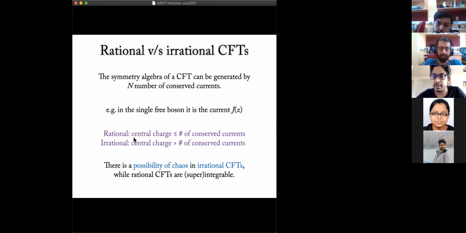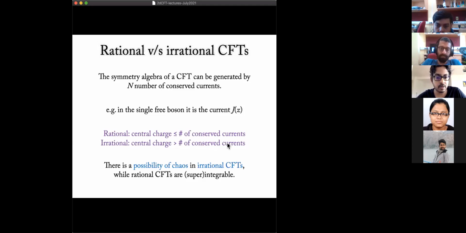Rational CFTs are defined as CFTs in which the central charge is less than the number of conserved currents. You might have heard of minimal models. These have central charge less than 1, where 1 corresponds to the stress tensor, which is the only thing that is conserved. So c less than 1 corresponds to a rational CFT. Whereas irrational CFTs are CFTs where the central charge is more than the number of conserved currents.